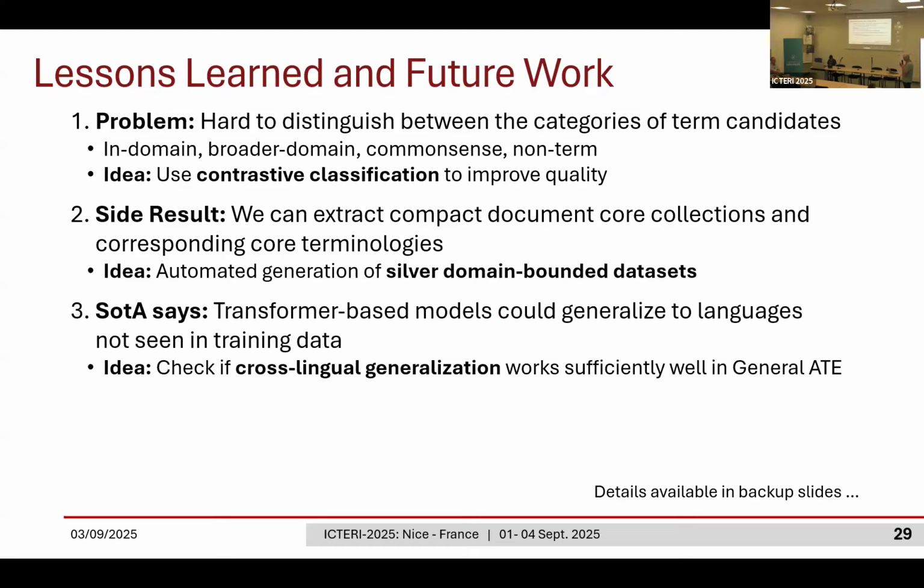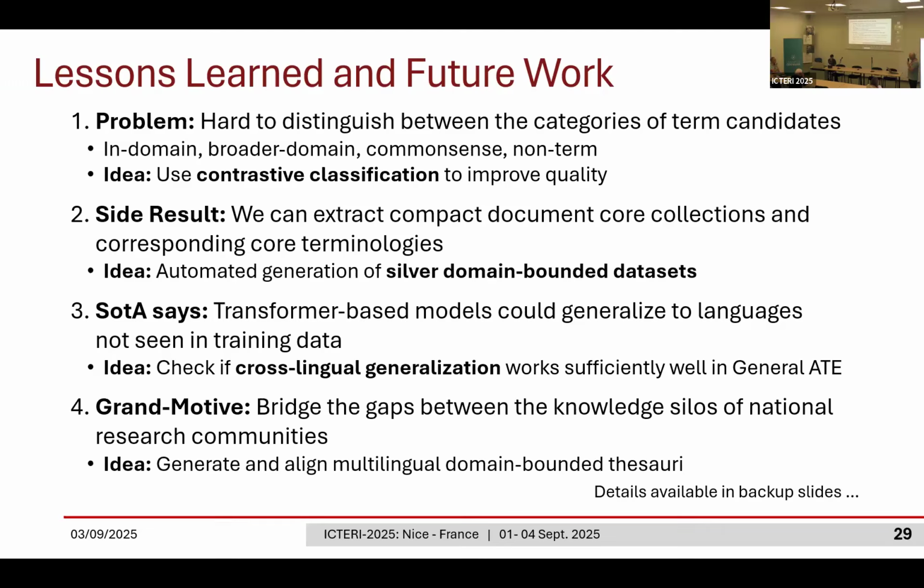The third takeaway is based on the statement, which could be extracted from the state-of-the-art analysis, that transformer-based models could generalize to languages not seen in training data. And the idea here is to check if cross-lingual generalization works sufficiently well in general ATE, which we have some doubts about. Our grand motive here is to bridge the gaps between the knowledge silos of national research communities, as mentioned in my motivation part. And the idea here is to generate and align multilingual domain-bounded thesauri, which is already possible if you have a reliable ATE solution for several languages, and you can map. You can classify by categories and then map between individuals in the categories.